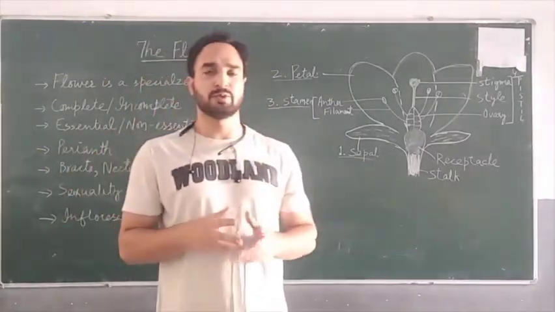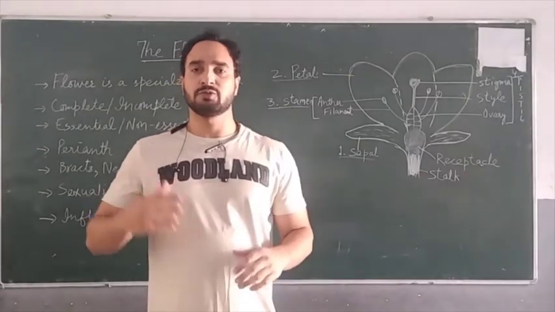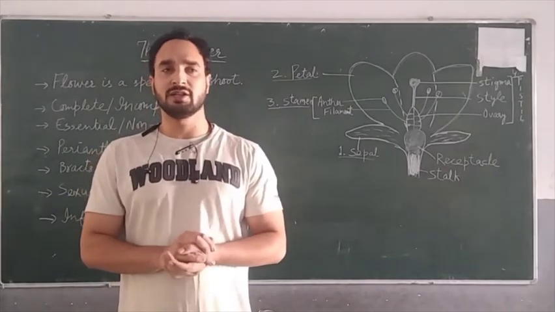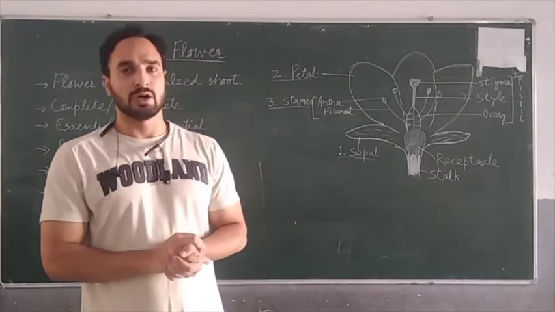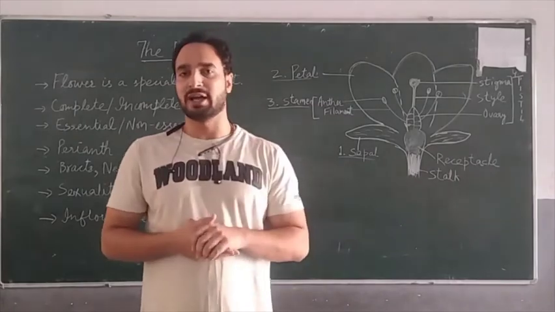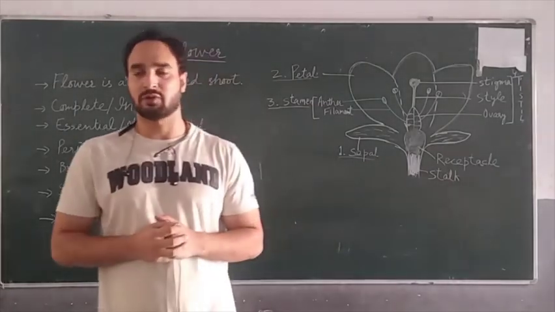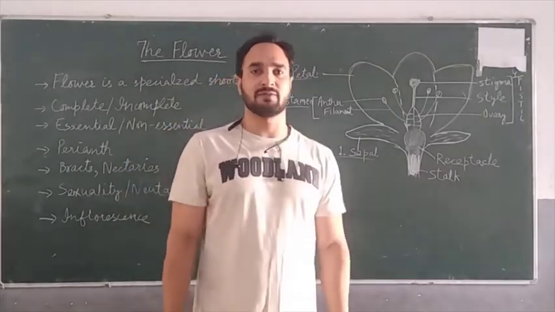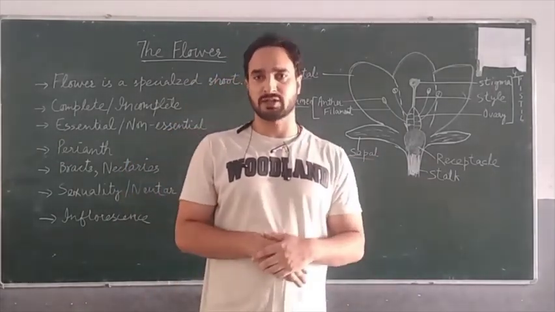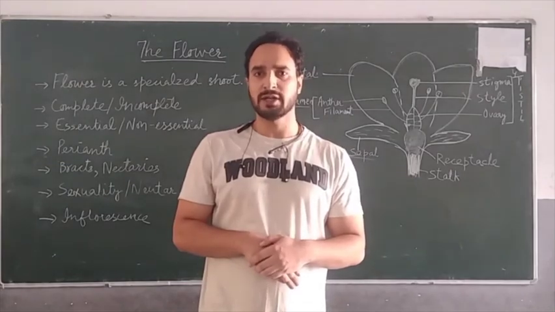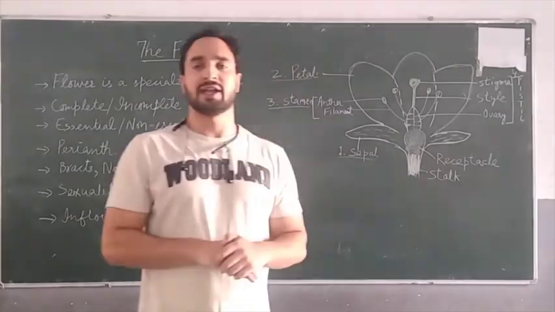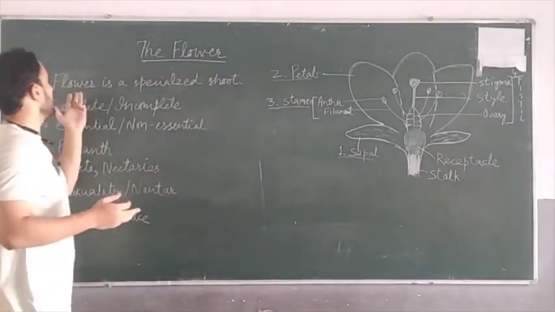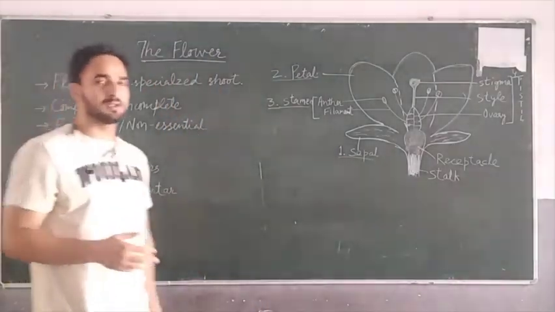In sexually reproducing plants, the continuity of the species is done by the flowers. Flower is the most beautiful and conspicuous part of the plant. So this is the morphological definition, right? But what actually is a flower anatomically? Flower is actually a modified shoot, right?